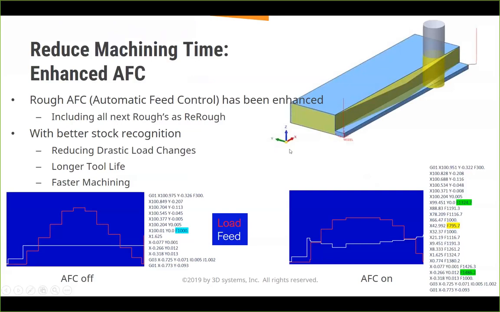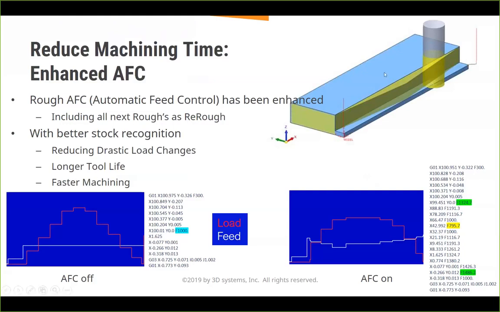Next item is reduce machining time. Here we have enhanced the AFC in the rough procedure. AFC is the automatic feed control. It has been enhanced, including all next roughs as re-rough procedures, with a better stock recognition, reducing drastically the load changes and resulting in longer tool life and smoother and faster machining.